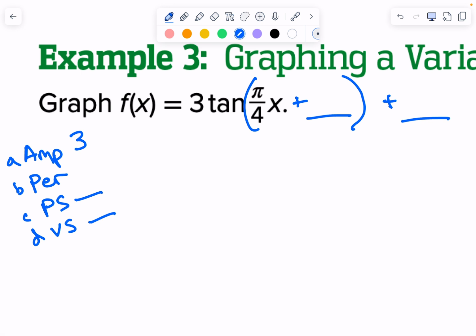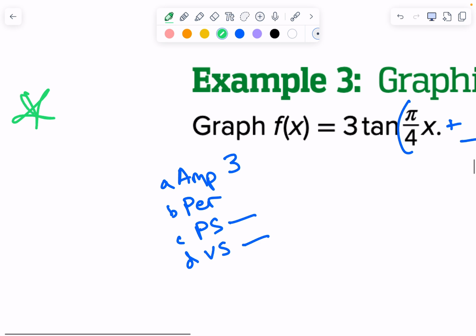Period. Oh boy. How do we find period? What's the little equation? 2 pi over B. Except, no, hold on. It's not 2 pi over B for tangent. Period is not 2 pi over B for tangent. How do you find period for tangent?